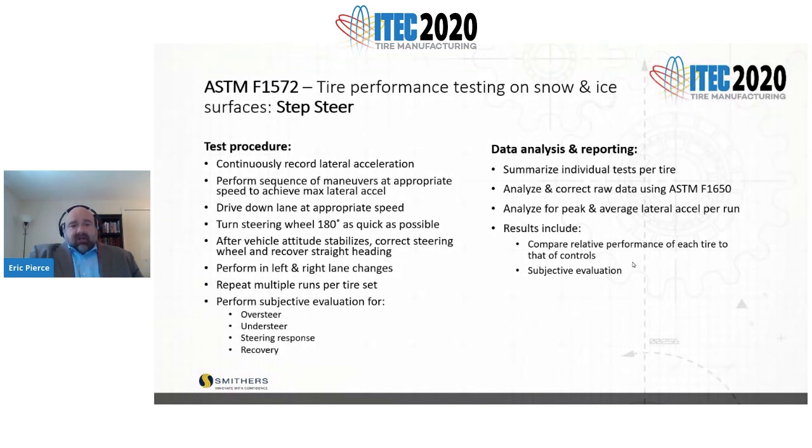And what we're looking for here also is a subjective evaluation of oversteer, understeer, what the steering response is, and the vehicle recovery. Same as all the others, we summarize individual results per tire. You may have to correct the data using F1650. And what we're ideally looking for is the peak and average lateral acceleration for each run, and comparing the relative performance to that of the controls and the subjective evaluation.